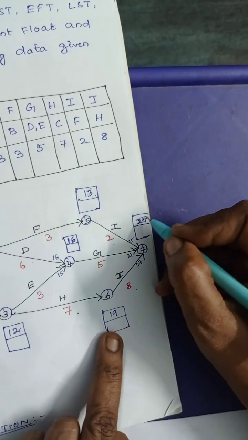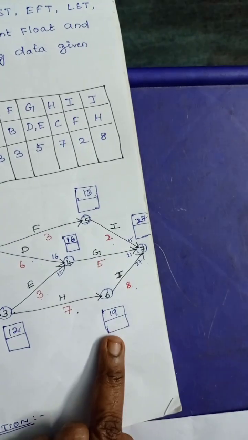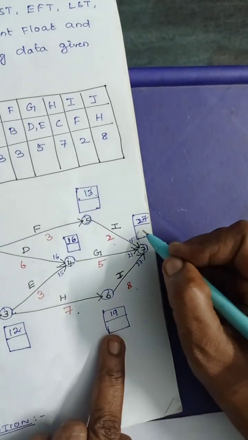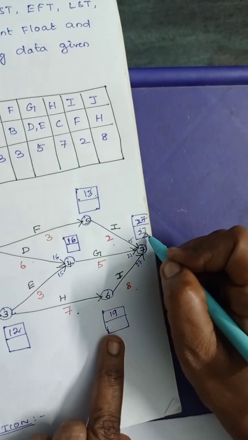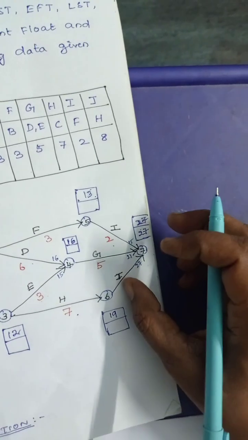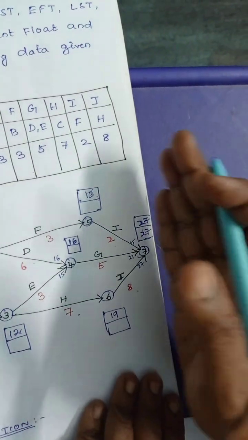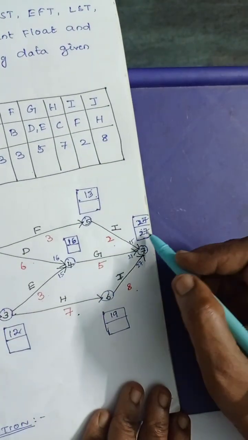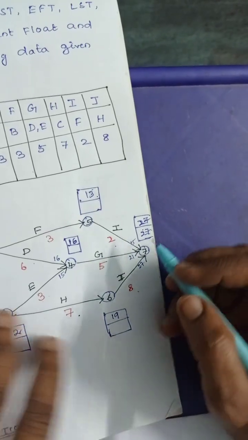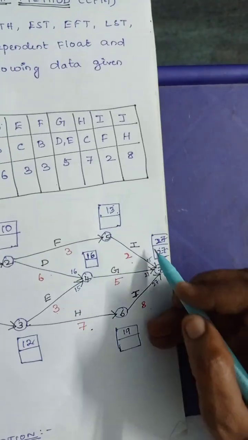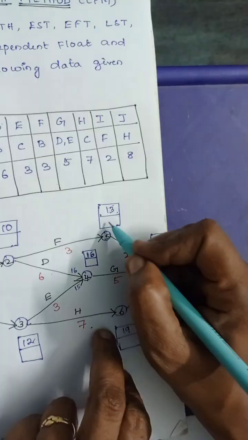So this is 27. Next one is latest finish time, LFT. For LFT you have to start with the backward pass method. Backward pass means you have to calculate from the back. For that we subtract the duration from this time. So 27 minus 2 is 25.